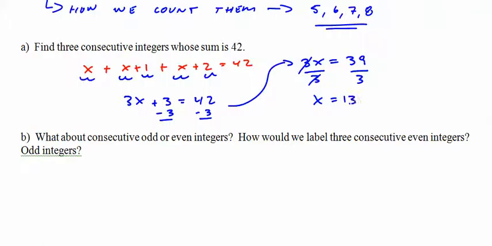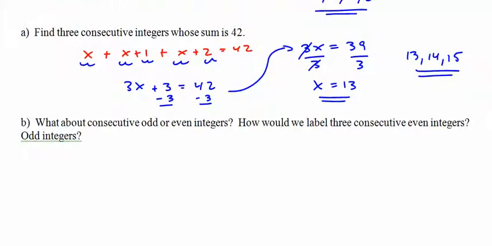X equals 13. Now, you say, I'm done. Can I just go home? No, what's the question? Read the full question over and over. Well, the question says, find 3 consecutive integers whose sum is 42. Well, I just found the first, so they are 13, 14, and 15. And oh, by the way, that turns out to be correct.